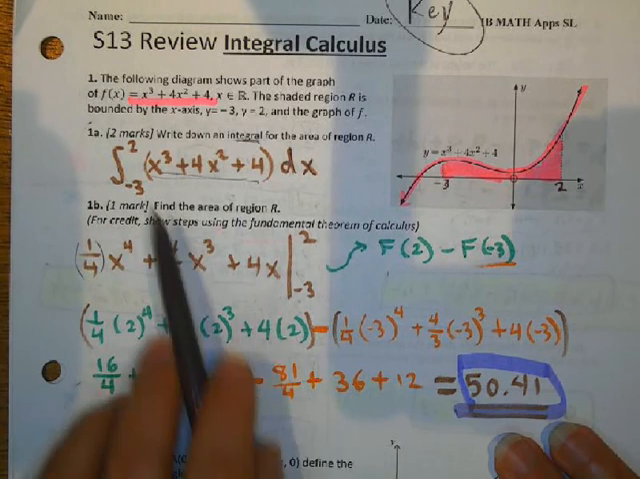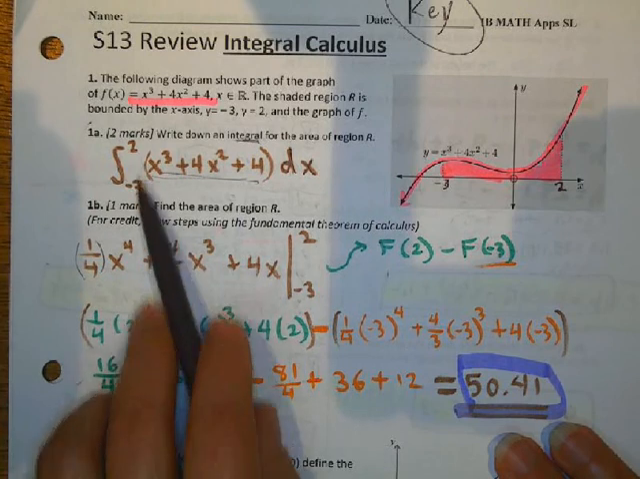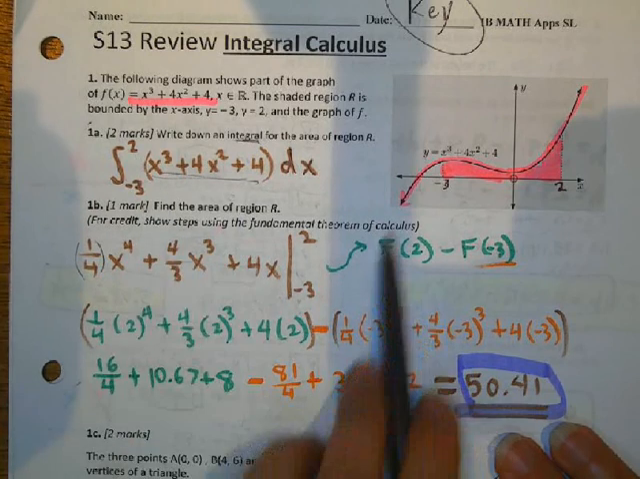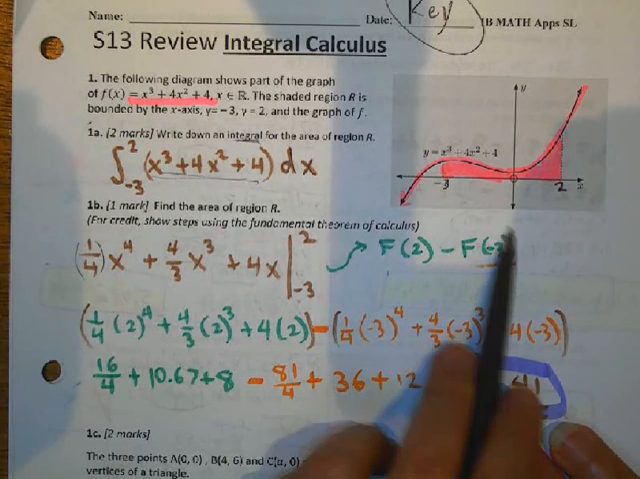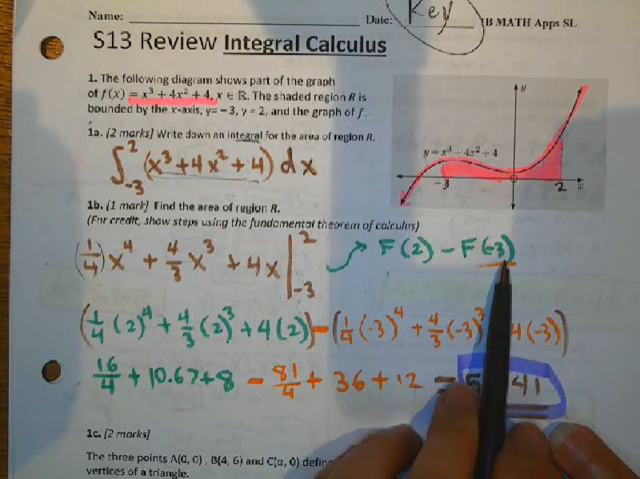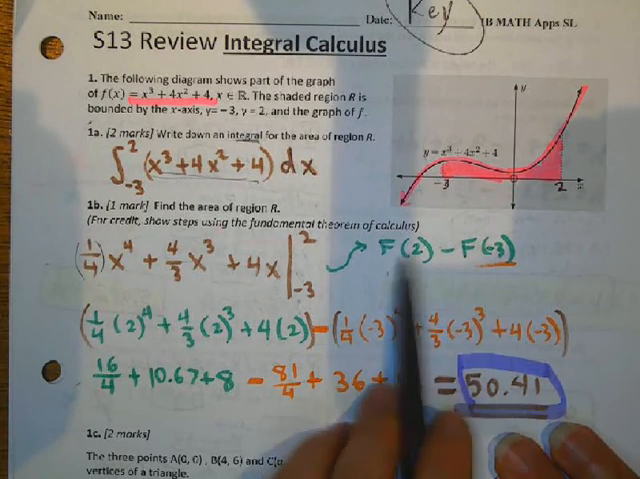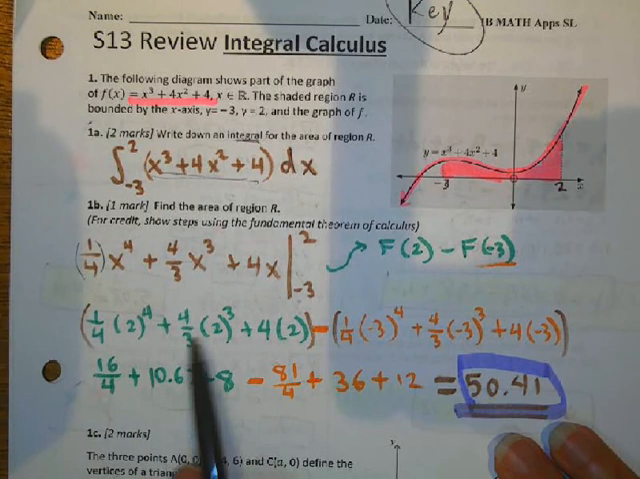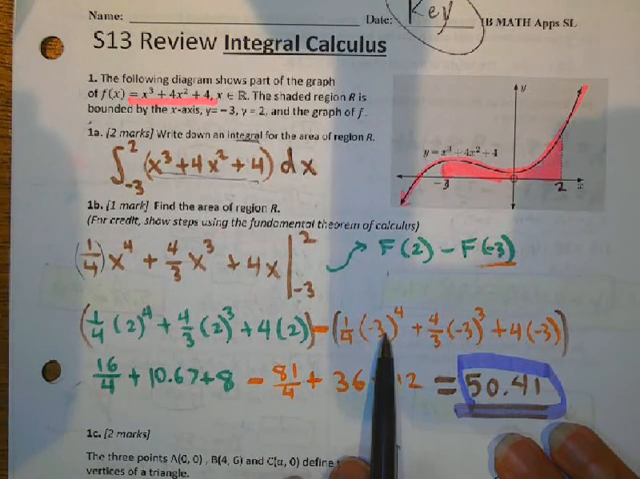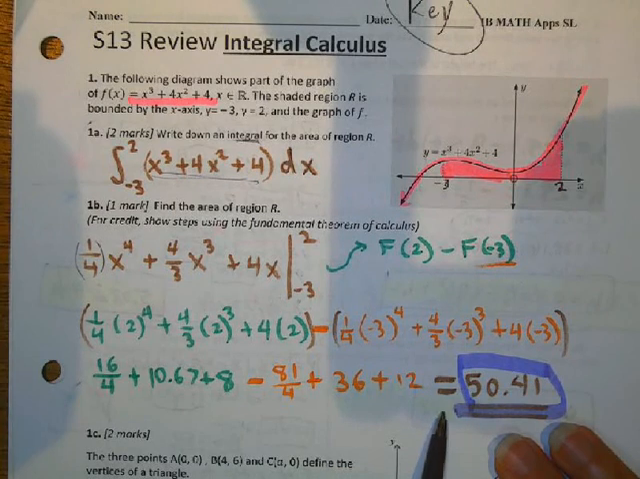And since my lower boundary is -3 and the upper boundary is 2, I'm doing the antiderivative putting 2 in place of x, and the antiderivative putting -3 in place of x, and we subtract those. So here I've put in 2 in place of x, here I've put in -3 in place of x, and then we get our final answer. You might want to hit pause if you need to.